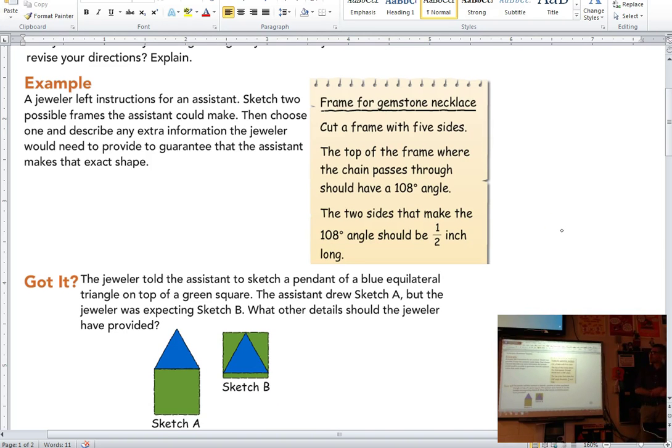Sketch two possible frames, then choose one and describe any extra information the jeweler would need to provide to guarantee that the assistant makes the exact same one. So let's look. Cut a frame with five sides, okay? So we're going to have a pentagonal shape, five sides. The top of the frame where the chain passes through should have a 108-degree angle. The two sides that make up the 108-degree angle should each be half an inch long. So sketch some possible outcomes for this shape based off the jeweler's instructions. Sketch some possible outcomes based off the details that they've given us. We've got five sides, a 108-degree angle, and that angle has sides that are half inches.